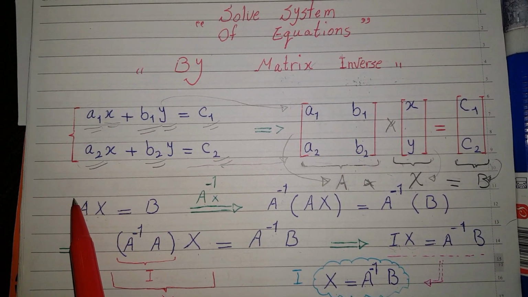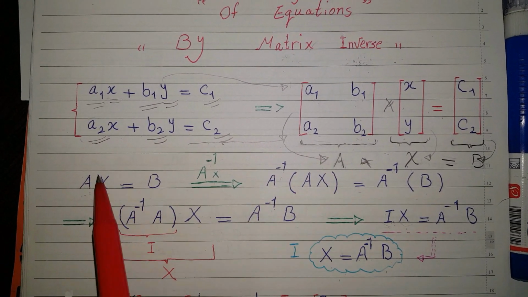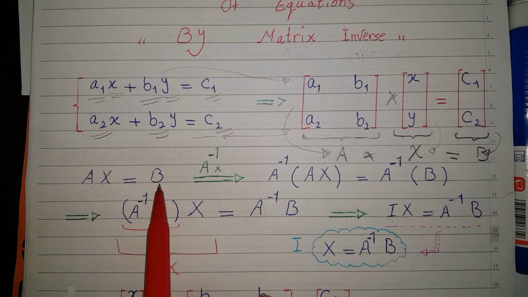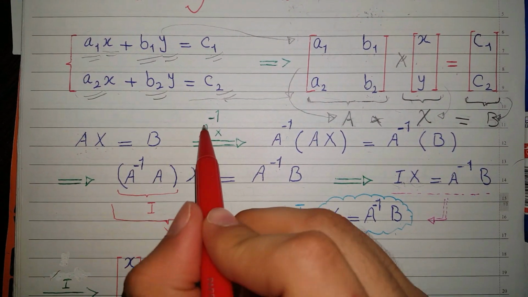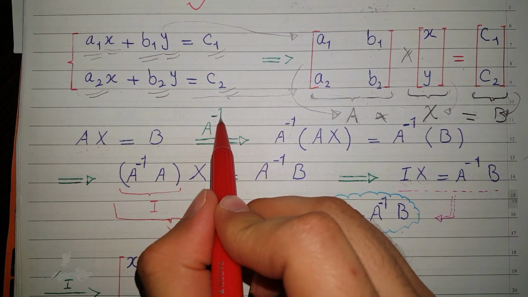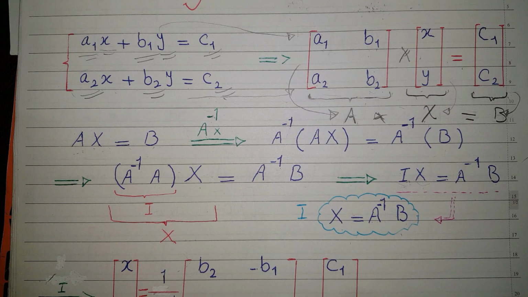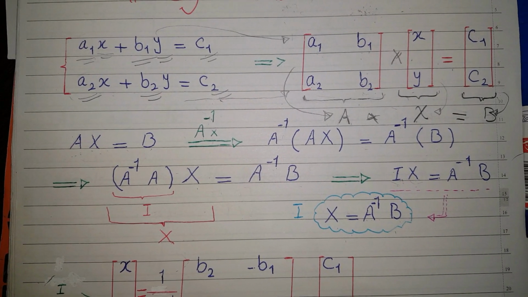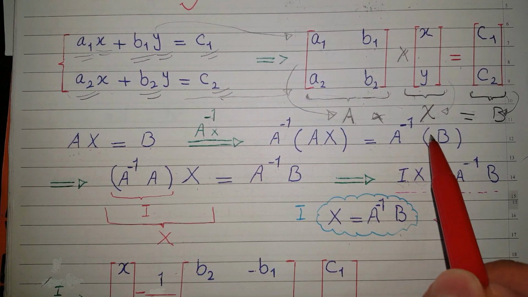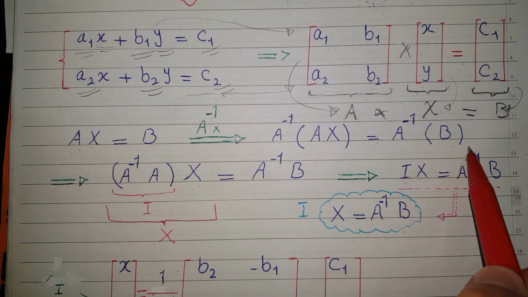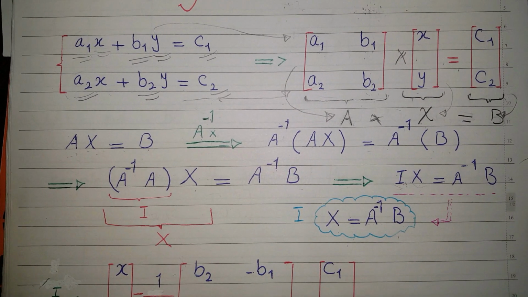Here we're going to see where this procedure has come from. From here we have AX equals B. We need to just multiply both sides of this equation by A to the power negative 1, which is the inverse of the matrix of coefficients of our unknowns. So it's going to be A to the power negative 1 times A times X equals A to the power negative 1 times B on the right side. So A to the power negative 1 times A is equal to the identity matrix.